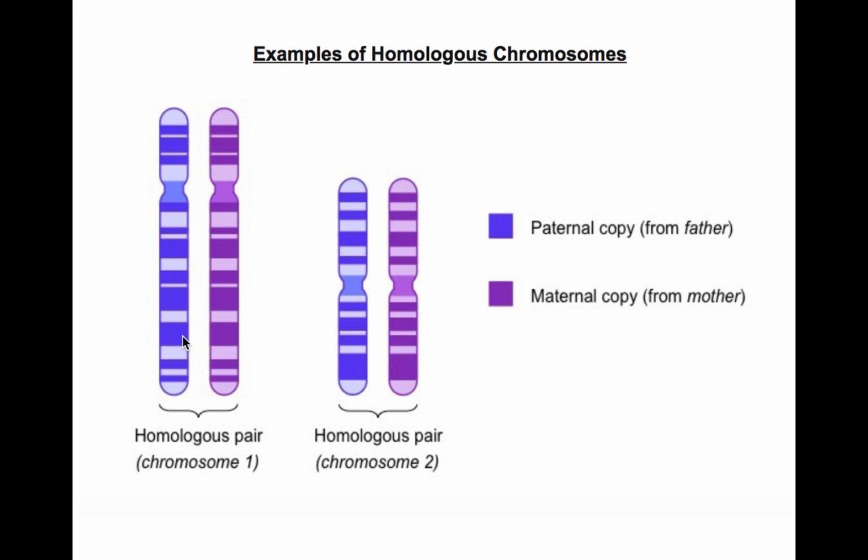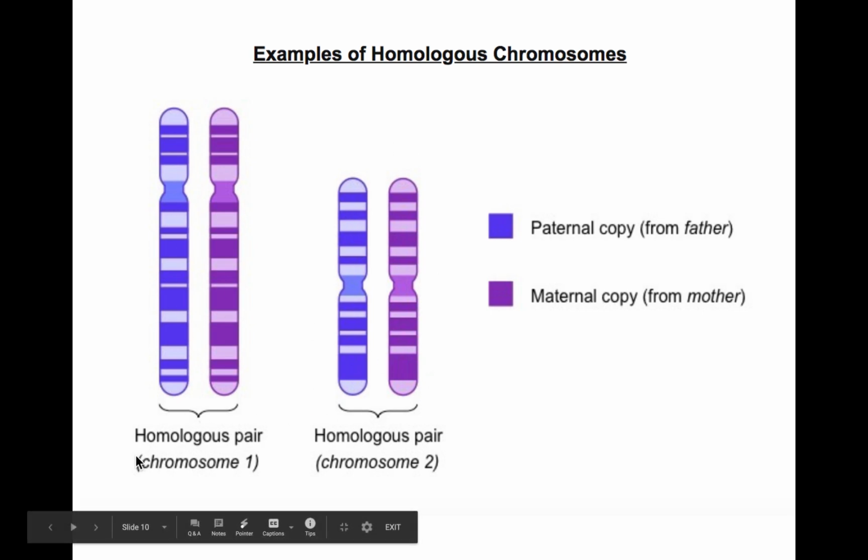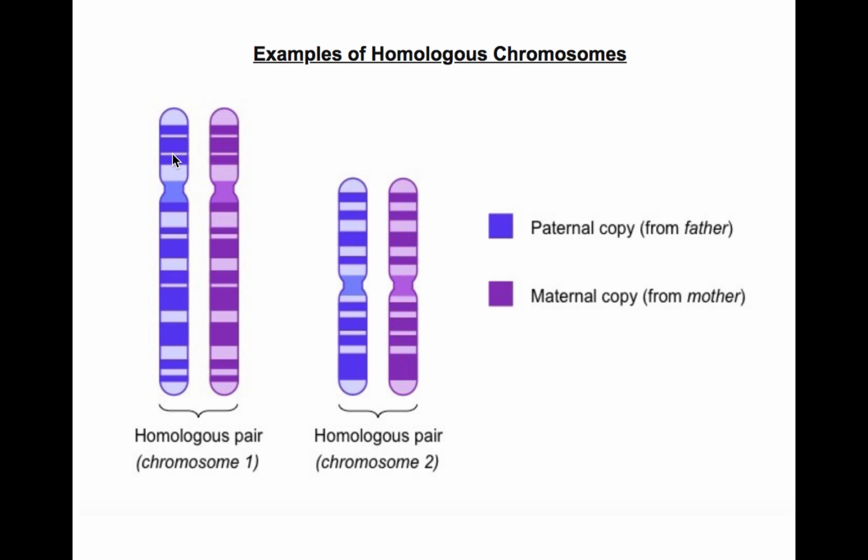Here's just another visual of homologous pairs. So this is a homologous pair and this is a homologous pair. This would be chromosome pair 1. They each have the same gene on them. 1 came from the mom, 1 came from the dad, okay? And this would be your gene here, maybe let's say for eye color, this band up here, and this would be one version of that eye color, and this would be another version of that eye color. This would be chromosome pair 2, it's a homologous pair, and they carry the same genes on them as well.